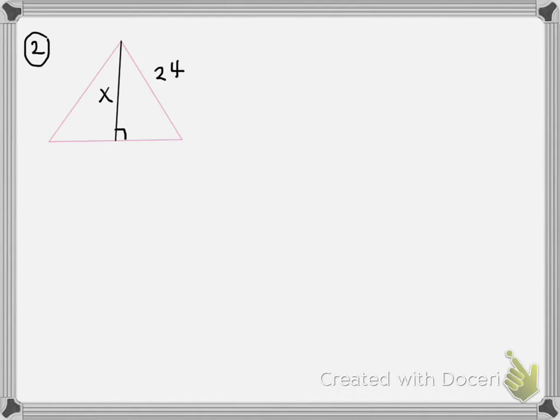Well, the equilateral triangle means that all my sides are equal. So this base down here is going to be 24. But the height right there is going to split it in half, so that means this side is going to be equal to 12. So I can find this by saying x squared plus 12 squared is equal to 24 squared.